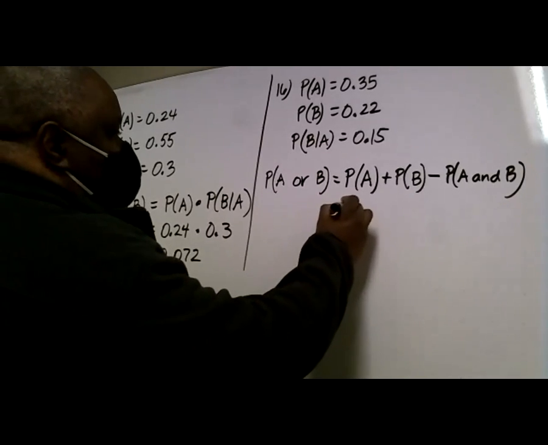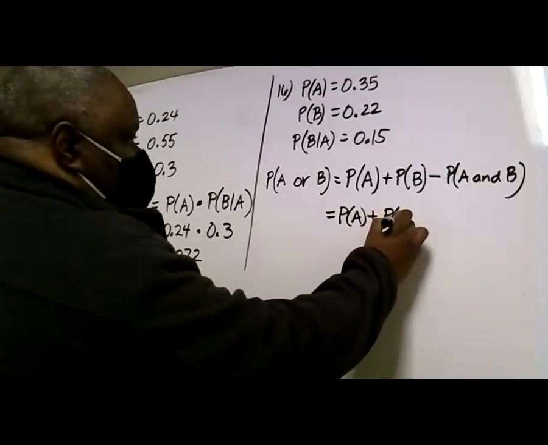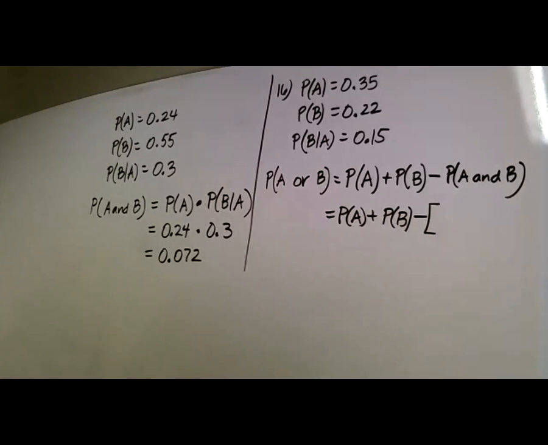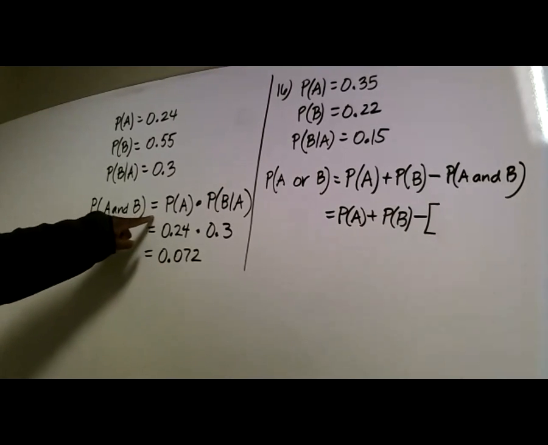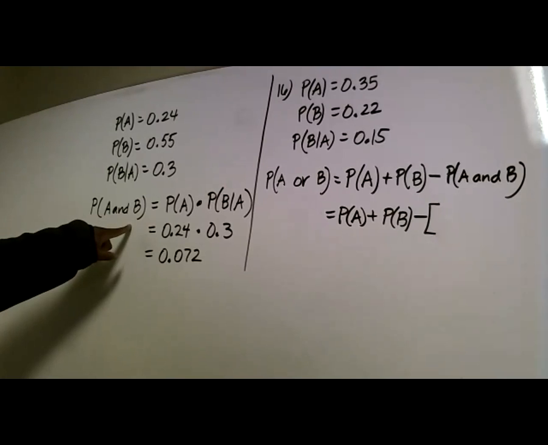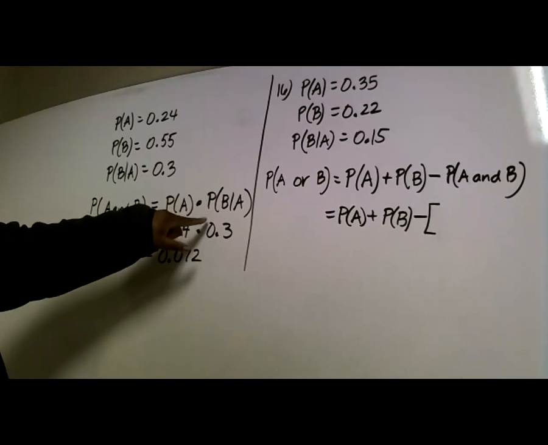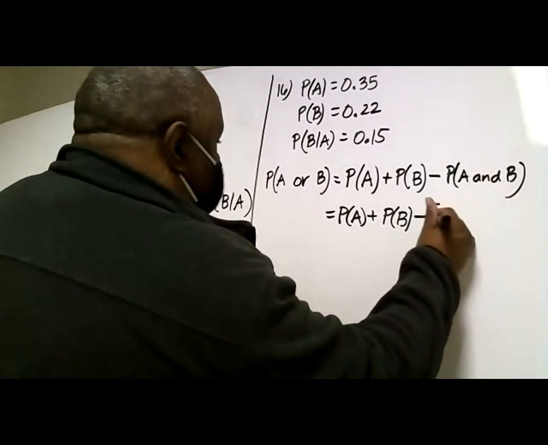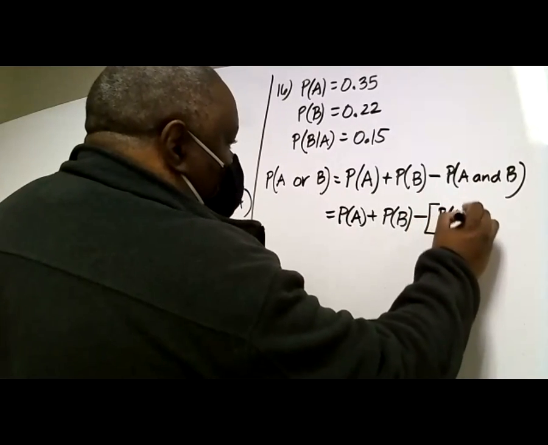All right, now let me bring down the probability of event A plus the probability of event B, because I know something about the probability of A and B. And that's this right here. Probability of A and B is this, the probability of A times the probability of B given A. So I'm going to substitute this with what that's equivalent to.